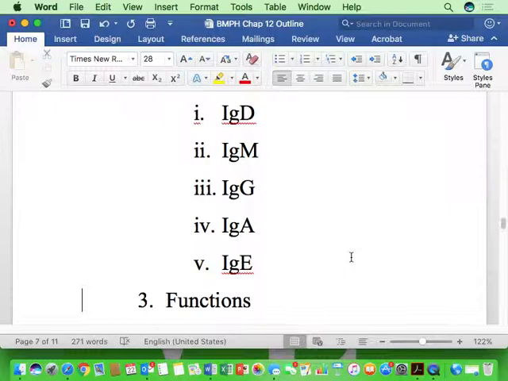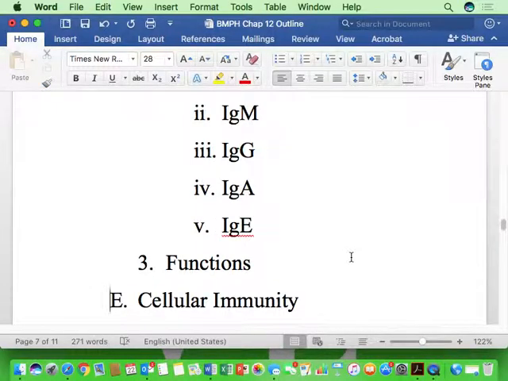So all of that, starting with the antibodies, starting with the B cells making plasma cells and memory cells, plasma cells make antibodies, all this antibody stuff, this is all humoral, the humoral branch of immunity. The other branch is the cellular immunity.